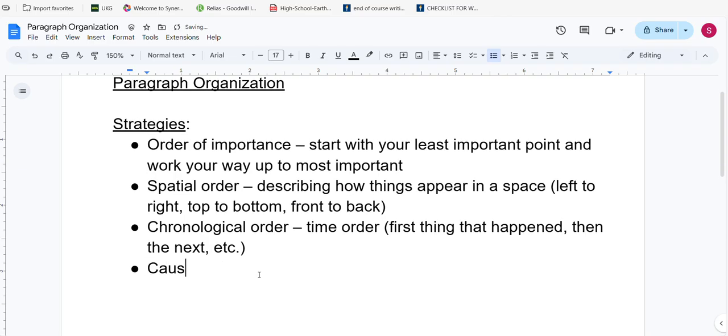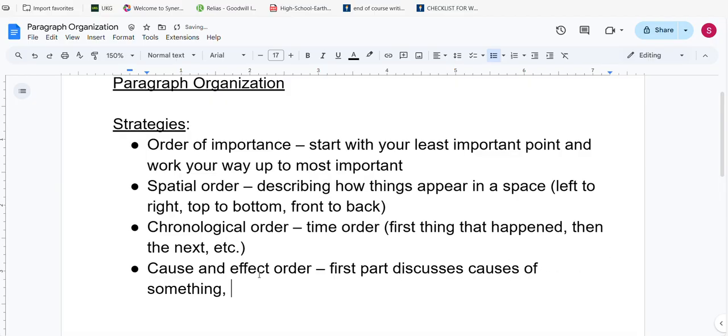You have cause and effect. And that's going to be where, depending if it's a sentence, it will be the first part of the sentence. If it's a paragraph, it's going to be the first part of a paragraph. But point being, the first part discusses causes of something. And then it tends to have effects after that. This is often called a problem solution report.